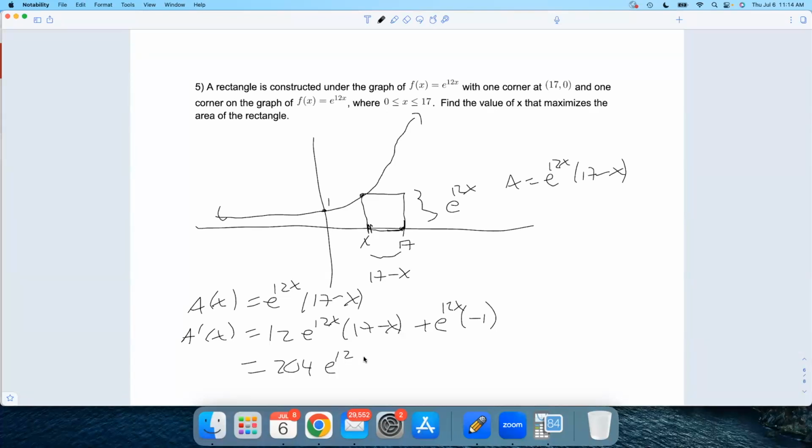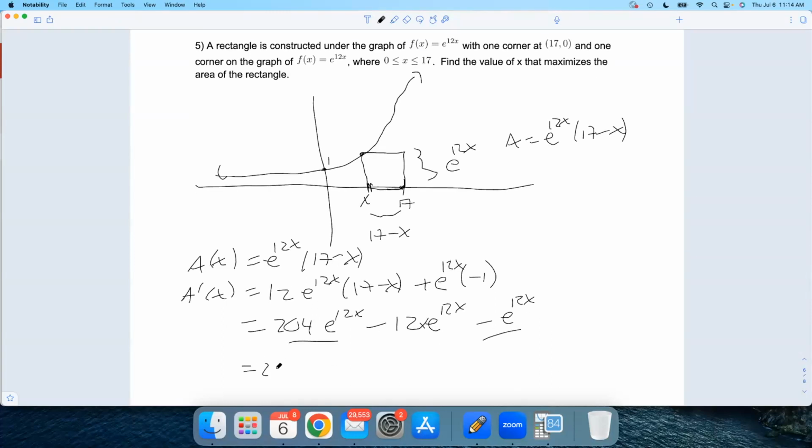e to the 12x minus 12 e to the 12x minus one of those, e to the 12x. And then these, I cleaned all that up so I could combine those. I'm missing an x here. That times that, yeah, x there. These two are like terms, that one's not. So we get 203 e to the 12x minus 12x e to the 12x.